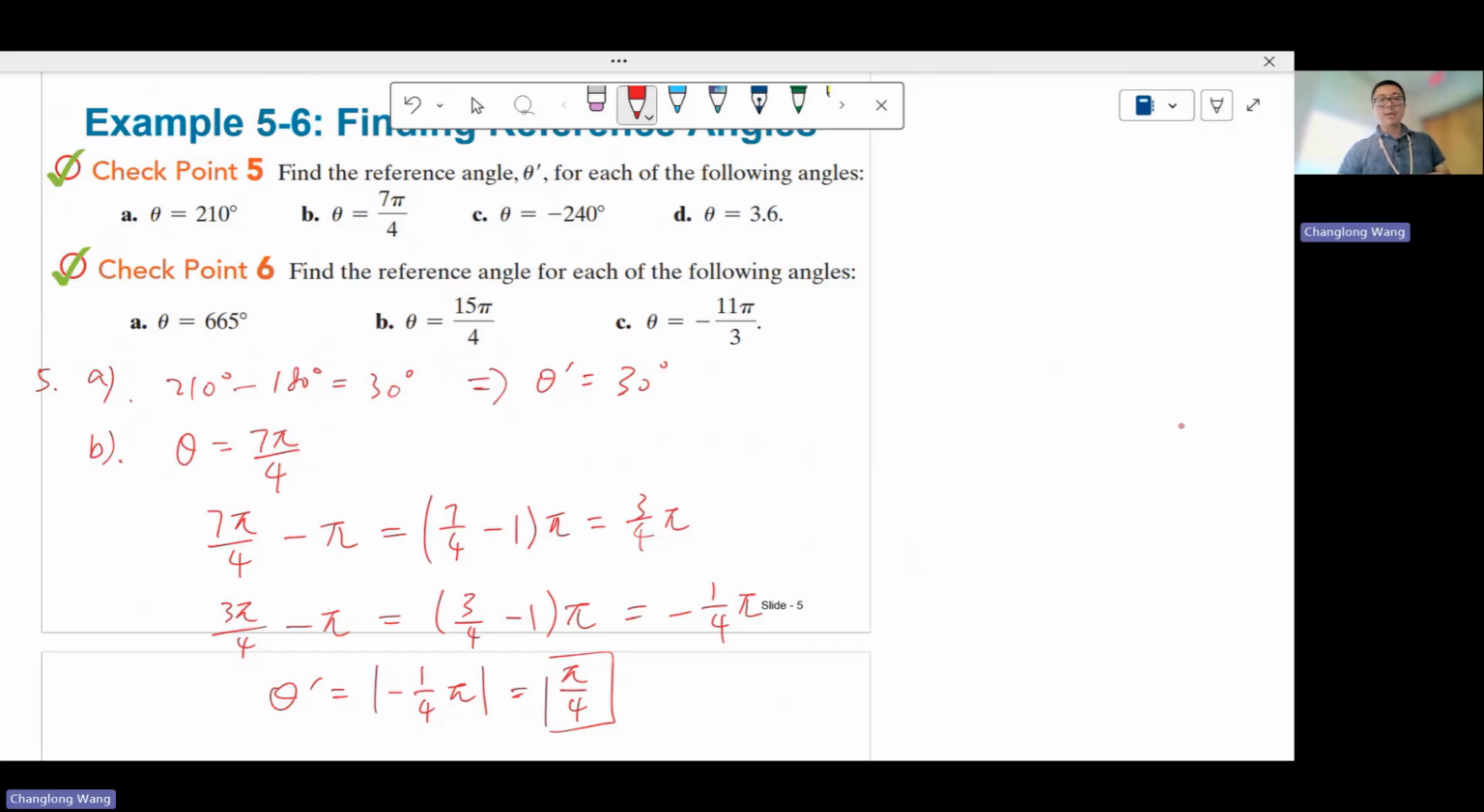Now, why don't you guys try letter C and D? Why don't you? Right? Why not? Letter D is 3.6 radians, just so you know. That's a period. I know, yeah.